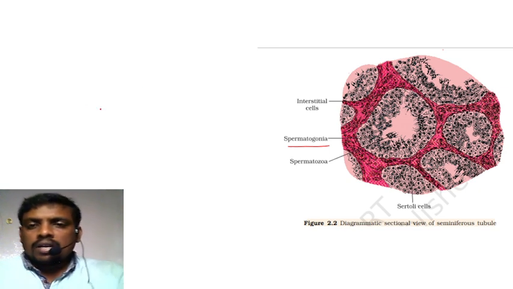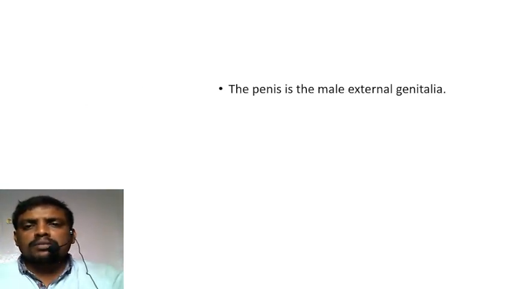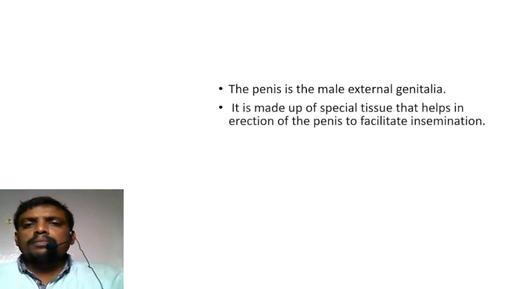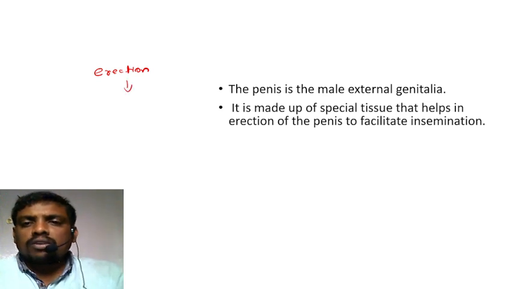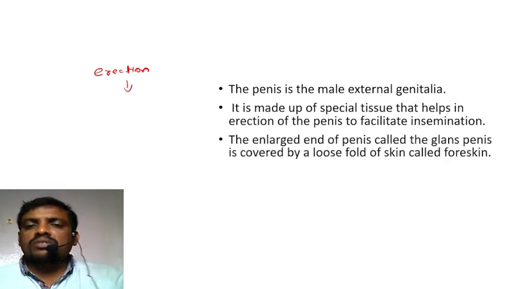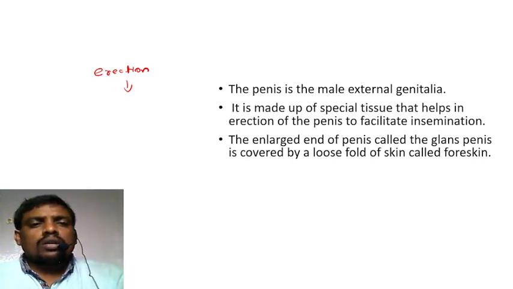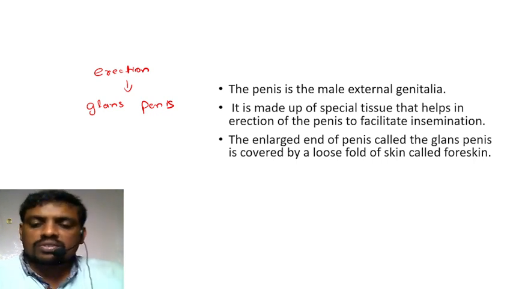The penis is the male external genitalia. It is made up of special tissue that helps in the process of erection and facilitates insemination. The enlarged end of the penis is called the glans penis, and it is covered by a loose fold of skin called the foreskin.